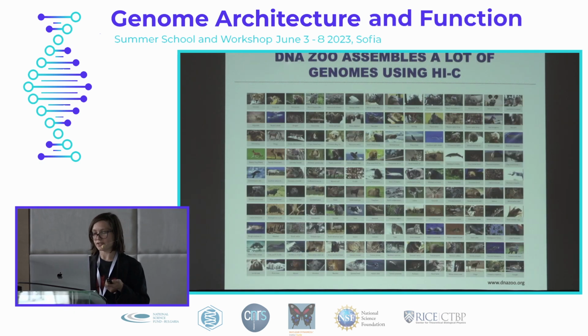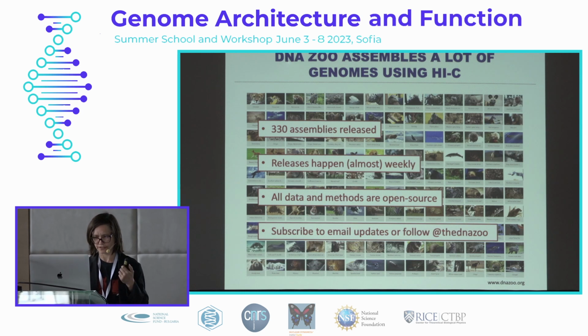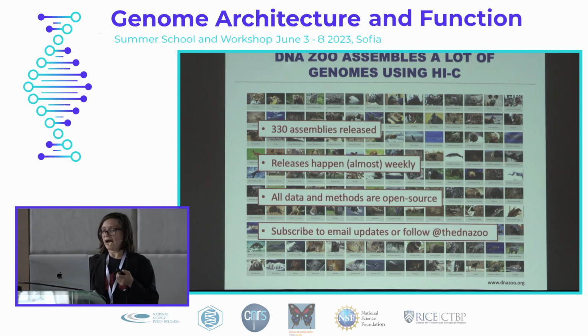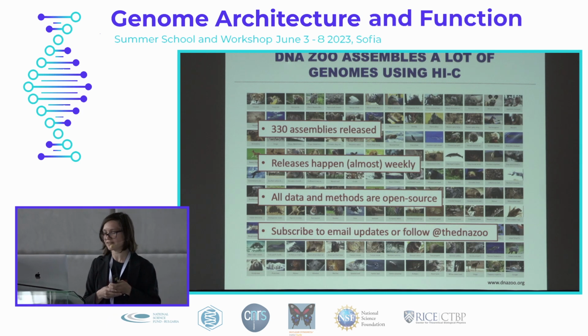And so we assemble a lot of genomes this way. At this point, we've shared about 30 genome assemblies. We try to do this more or less every week. All data and methods, importantly, are open source, so everybody can go and explore this data. And you've heard already, from Eris for example, about the types of studies that are being done on this data, including teaching pigs to fly.